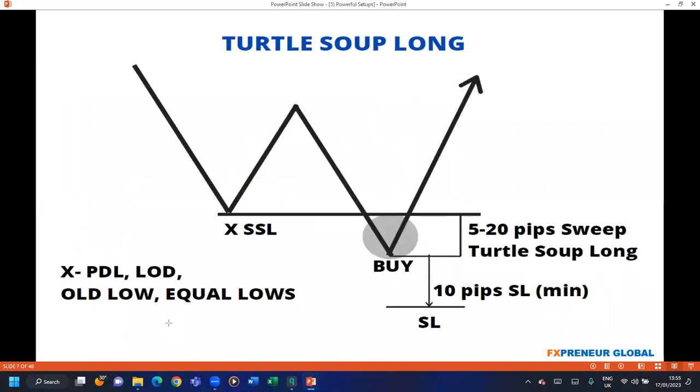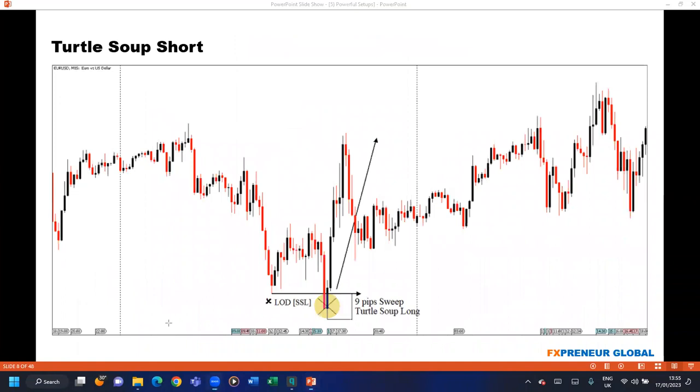Then we have the turtle soup long. This is a stop hunt for buy orders. We have our initial low here. Then a stop hunt to the low, which is about the range of 9 pips to take out the low, and a new low was formed. And the market made a very wonderful movement to the upside.